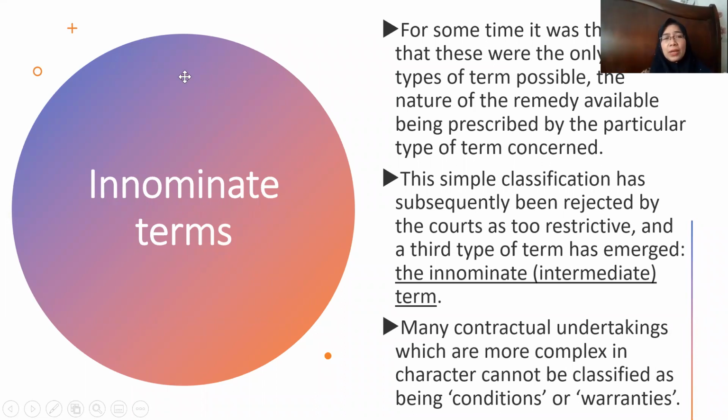We have discussed the first two, condition and warranty. We have a third category which appeared later. It is known as intermediate or innominate term, because before this term emerged, for some time, it was thought that these were the only two types of term possible. Whenever it involves a term, it's either condition or warranty. But later, this simple classification was rejected by the court because it is too restrictive. We need a third category. So a third type of term has emerged, known as innominate or intermediate.